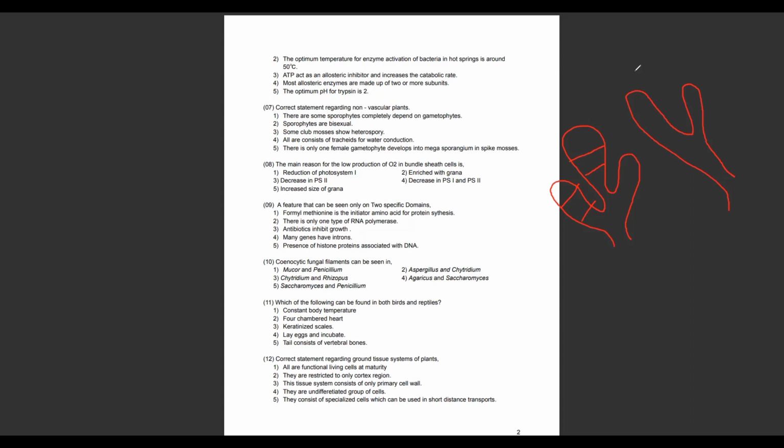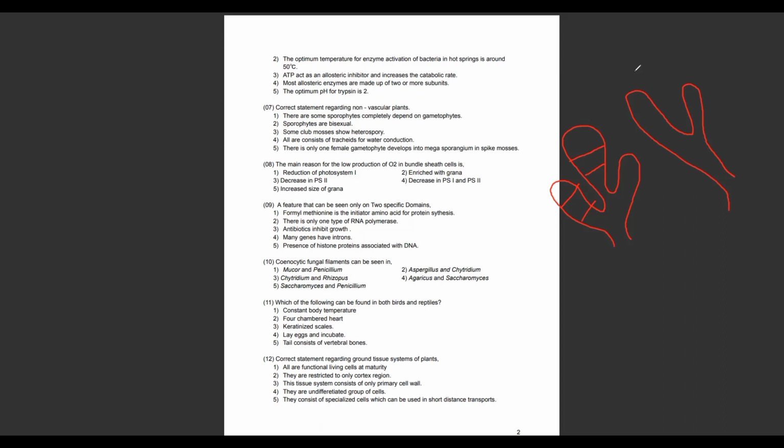Then the 4-chambered heart, no. A 4-chambered heart is present in birds, but not in reptiles. Keratinized scales, yes, that is a common feature. Lay eggs and incubate, no. Tail consists of vertebral bones. Yes, we can take both answers 3 and 5.